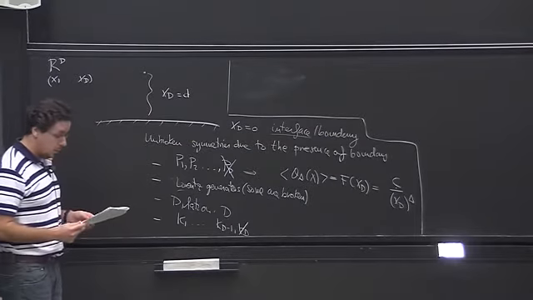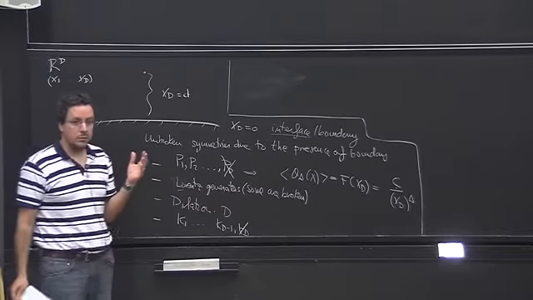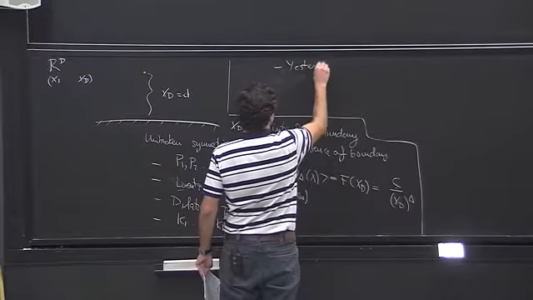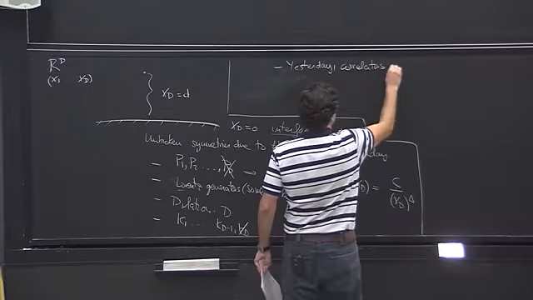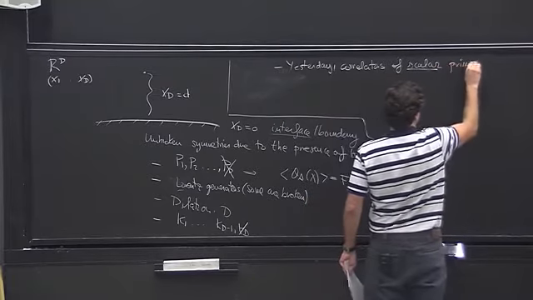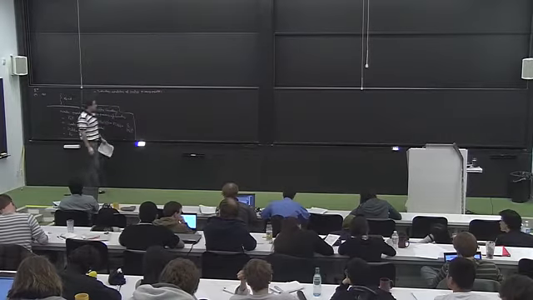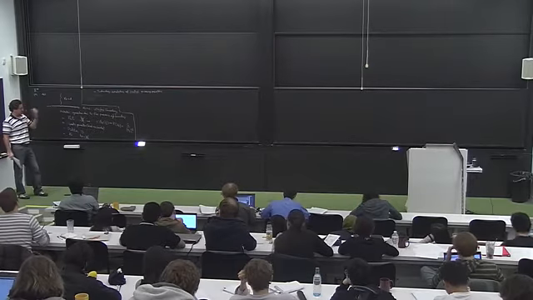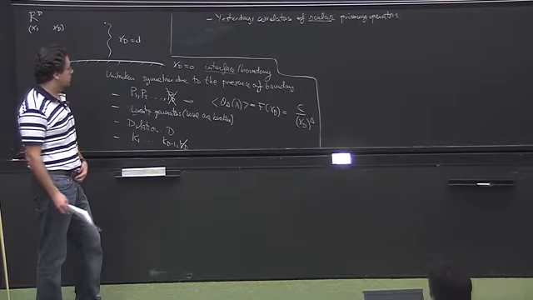Okay, so yesterday we described the form of the correlation functions of scalar primary operators. We saw that all correlation functions are power law. They have power law behavior, which is a mathematical representation of the scaling behavior that conformal field theories have.